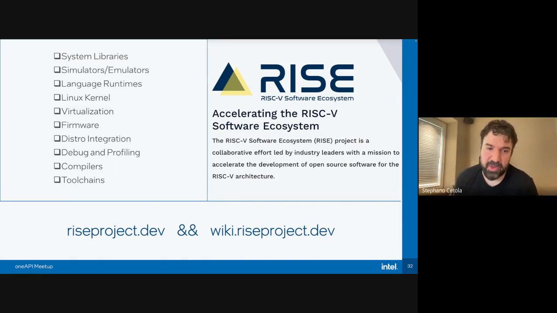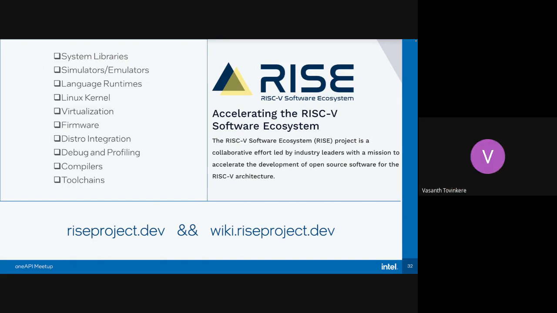And you can go to the RISE project website. They have a list of our members. Yeah, but I had another question, slightly orthogonal, but when you're in the list of things here, how mature are each of these things today for RISC-V?